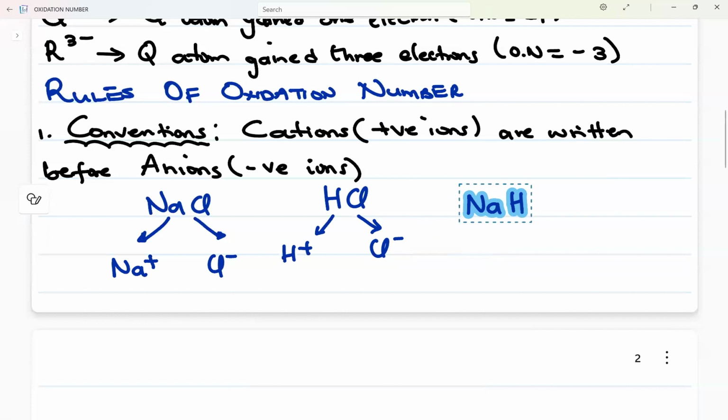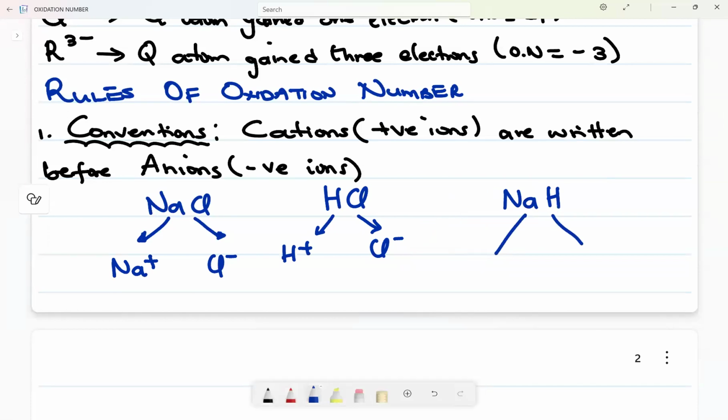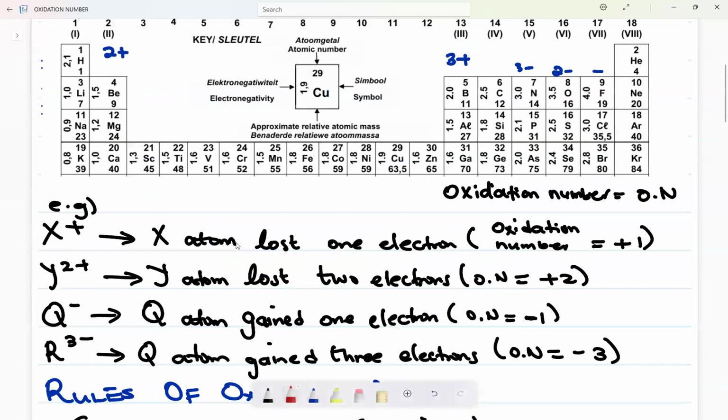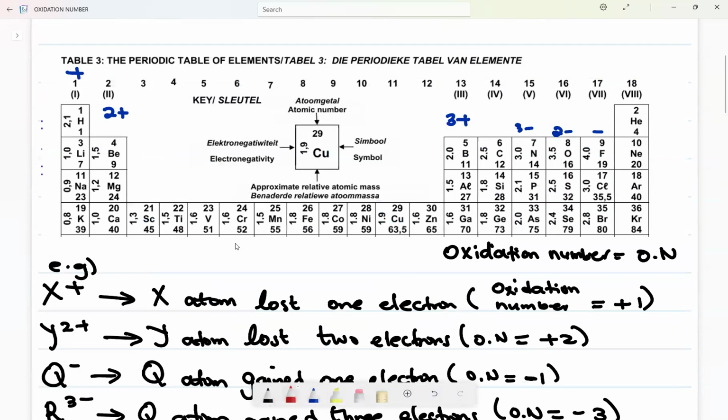So when I break sodium hydride, remember that I'm used to hydrogen being H plus, but now we need to consider between sodium and hydrogen which one is stronger. Remember in grade 10, I can't even remember what we referred to that, but as you go down, the strength increases.